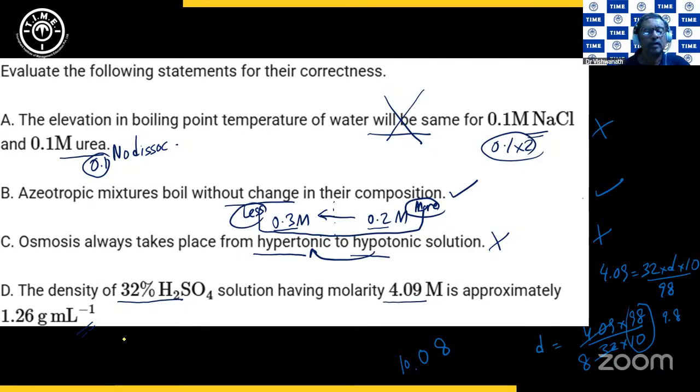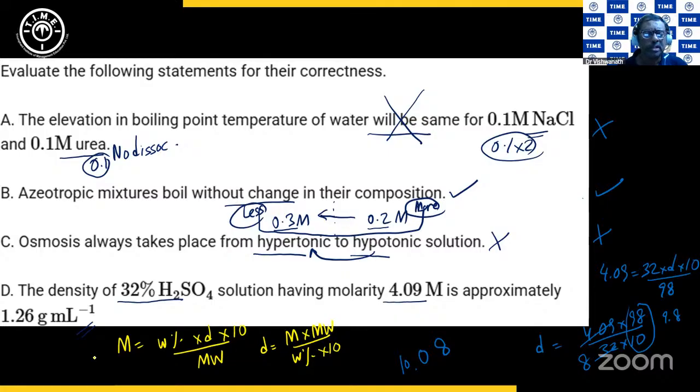All right, there is a formula here. Molarity is equal to weight percentage into density into 10 by molecular weight. Right? Molarity is given; we need to get the density. So I'll write density is equal to molarity into molecular weight by weight percentage into 10. Correct?